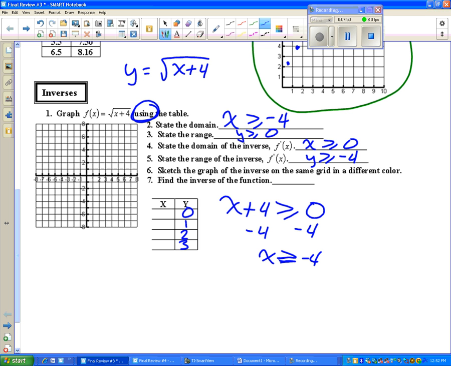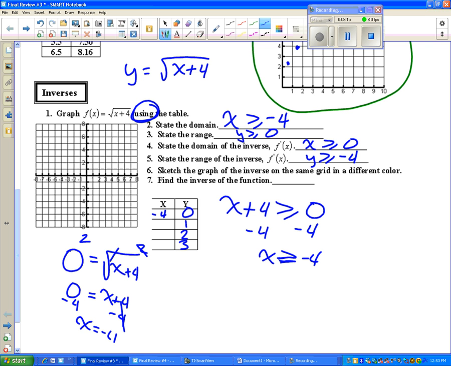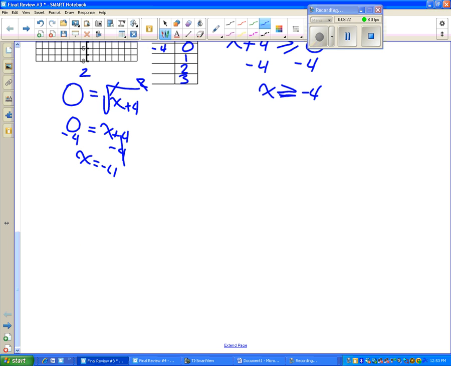So I have this 0, 1, 2, 3. Again, I want y to be 0, so I want the square root of x plus 4 to be 0, where I'm going to square both sides. 0 is equal to x plus 4, since the square and the square root cancel. Subtract 4, so that x is equal to negative 4. So I have the coordinate negative 4, 0. Again, I'm working this backwards.